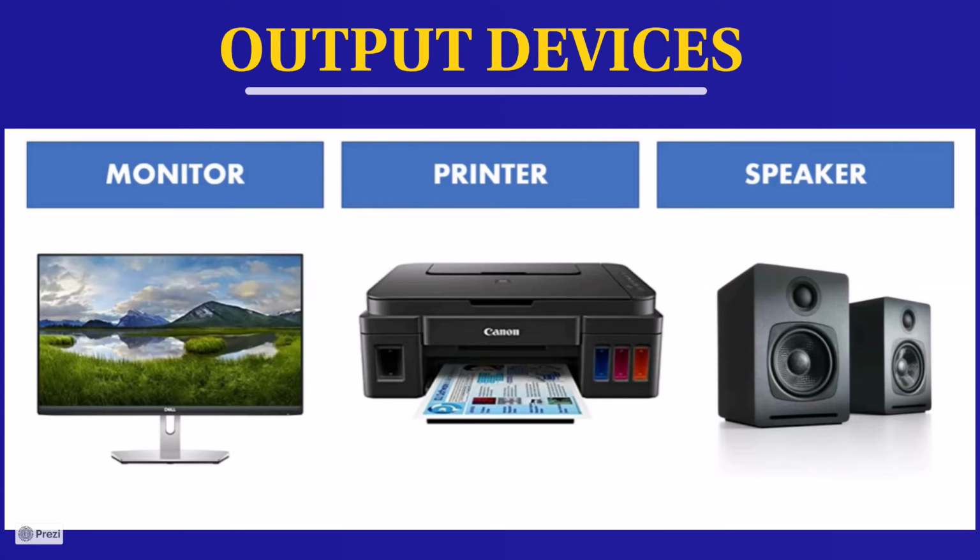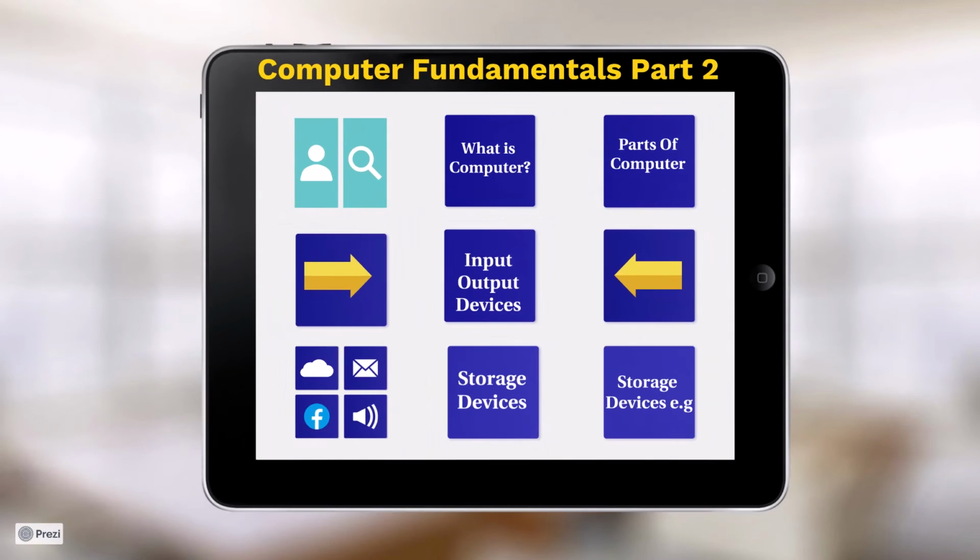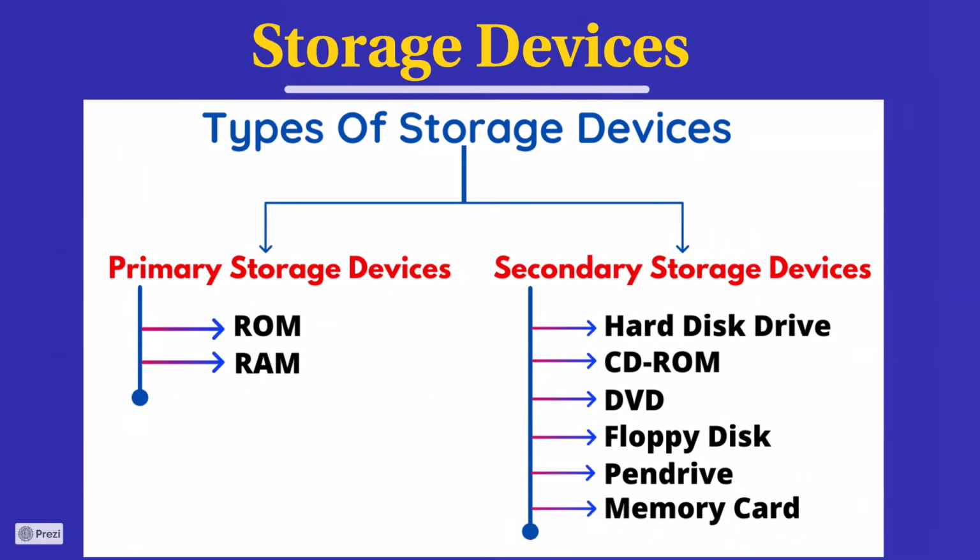Now we have different kinds of storage devices. One is the primary storage device, one is the secondary storage device. In primary we have ROM, RAM. In secondary storage devices we have hard disk, CD-ROM, then DVD, floppy drive, pen drive, memory card. These are nothing but the different types of storage devices.